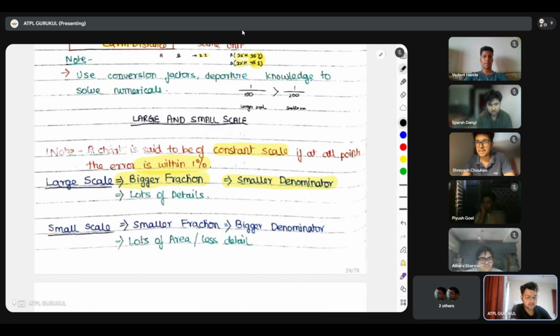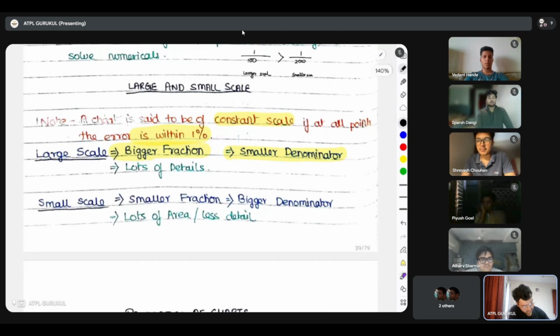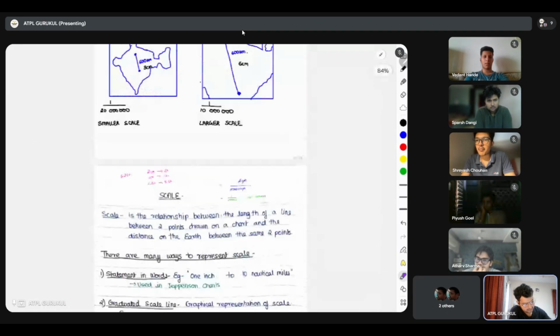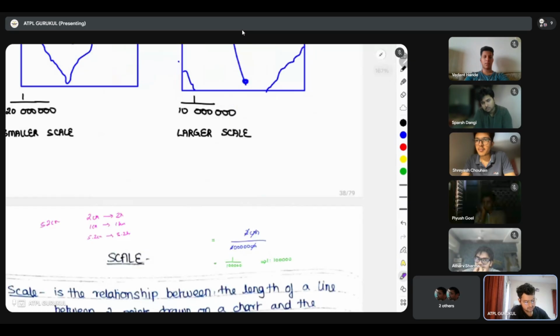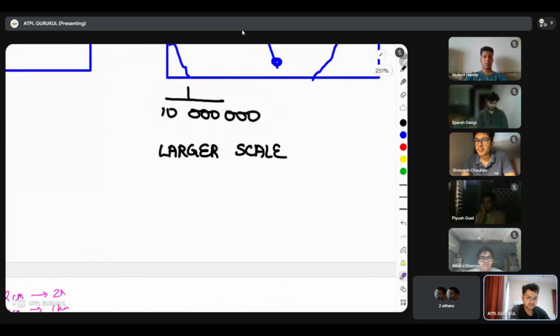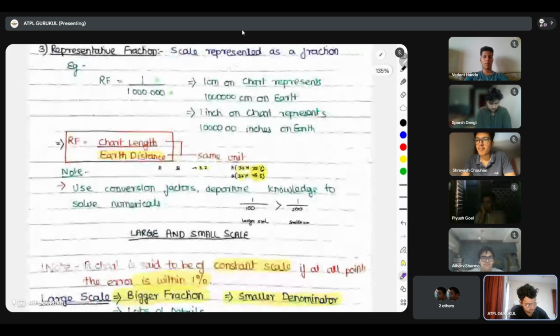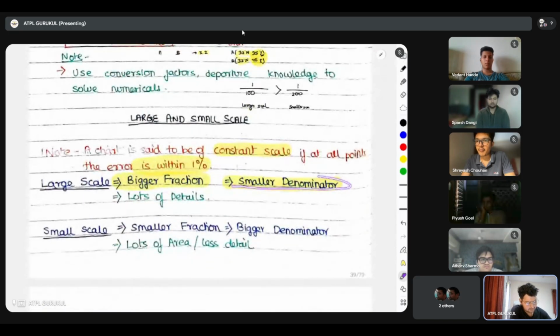Look at this particular chart. When the scale is large, the fraction is bigger. Numerically, this fraction is bigger. 1 divided by 10 million will be a fraction which will be bigger, because it will have a smaller denominator.